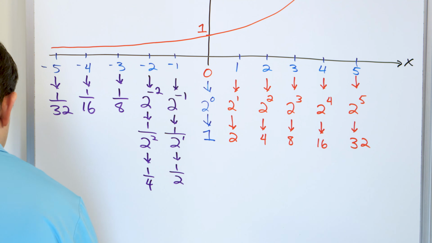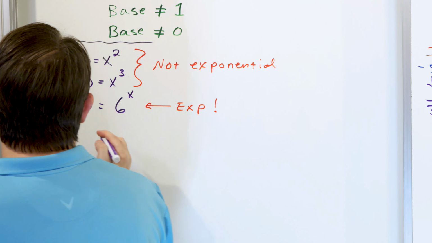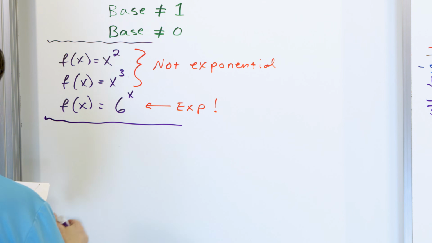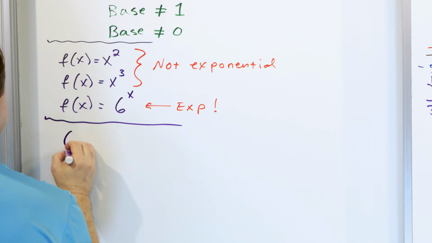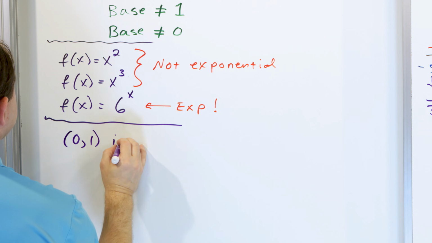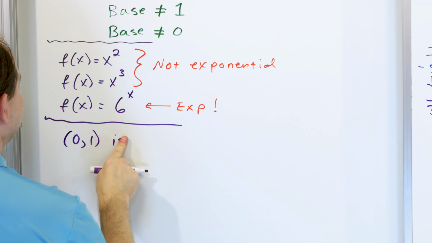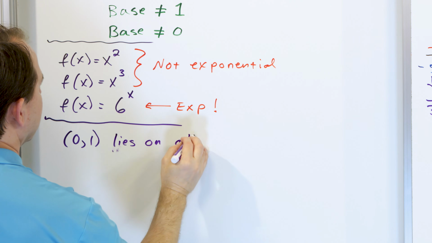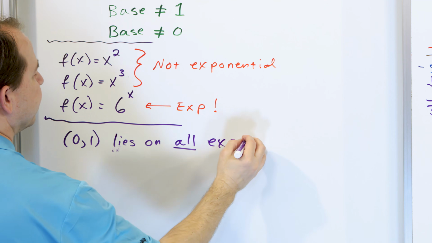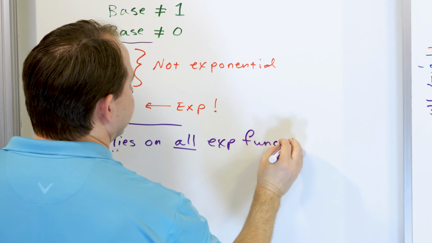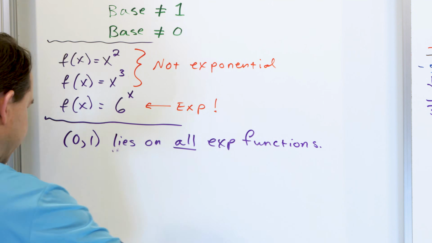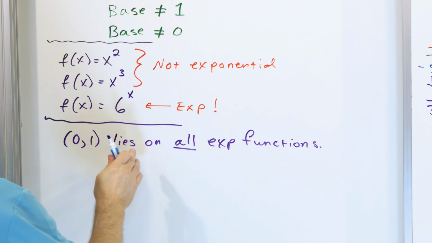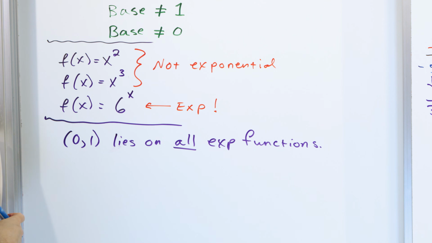Okay? One more thing I want to bring very importantly home is that 0, 1 lies on all exponential functions. I've said this several times, but it's important enough to make sure you understand. What I mean by this is the y-intercept is 1, right?